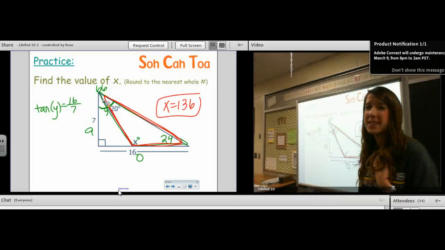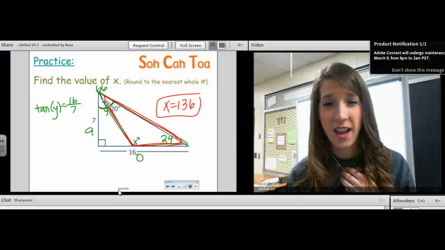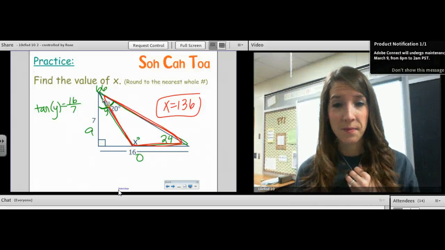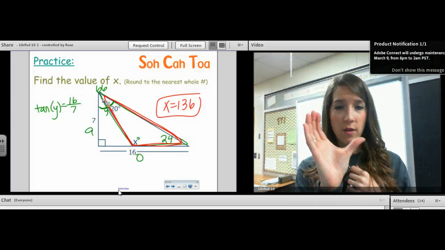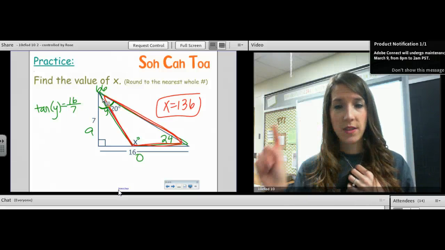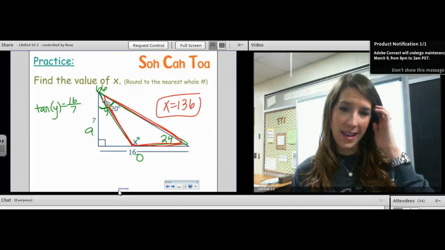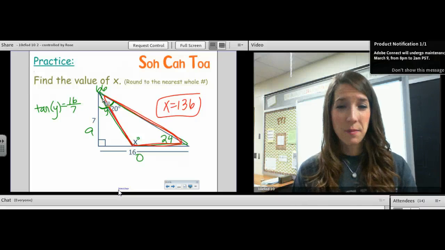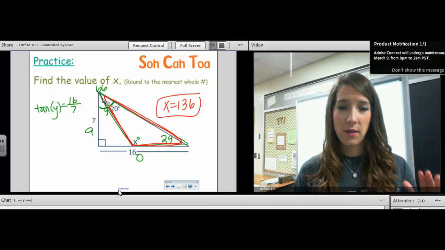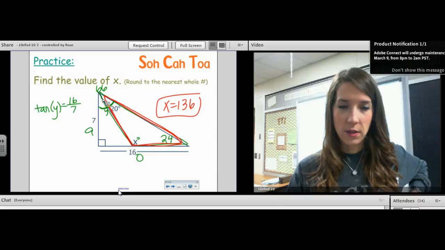I understand that because some of y'all have to leave, I went really fast, and that might not have made sense. But I found that first whole angle first. That helped me get the 24, and then that helped me get the x. I used tangent because 16 was opposite and 7 was adjacent. I hope that's okay with you guys.